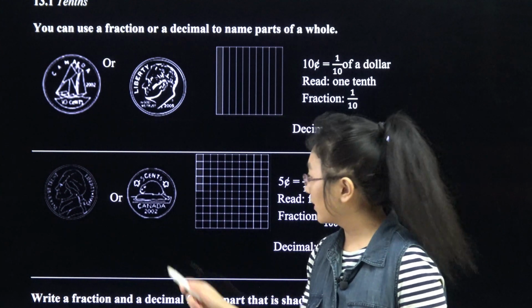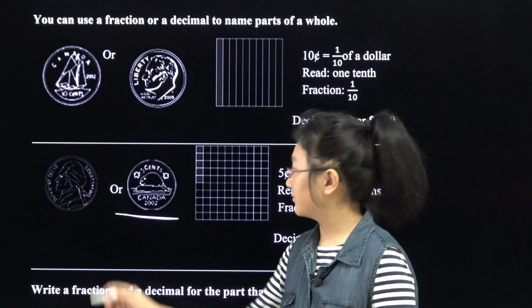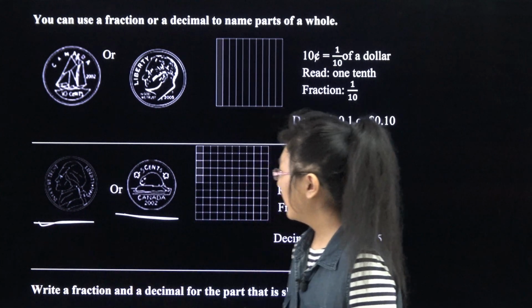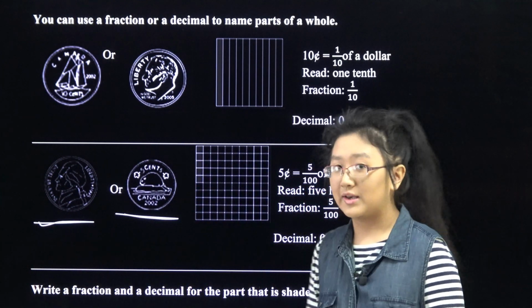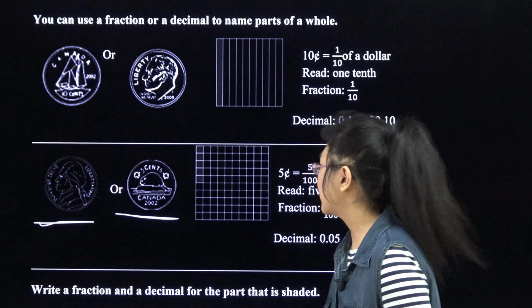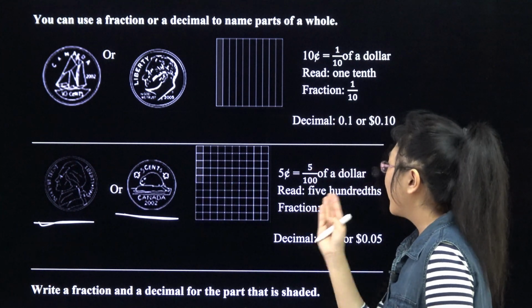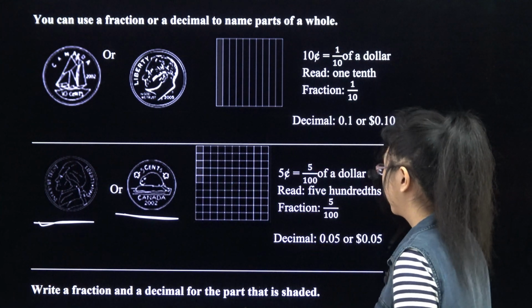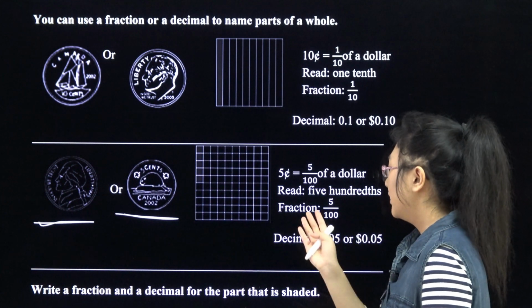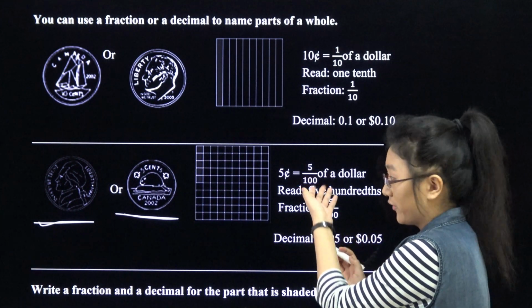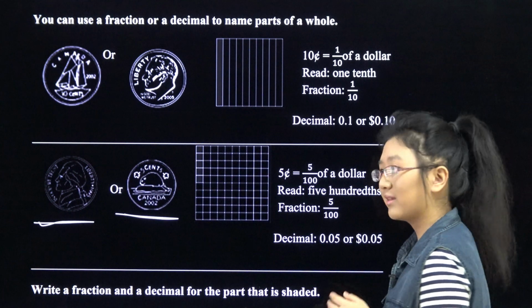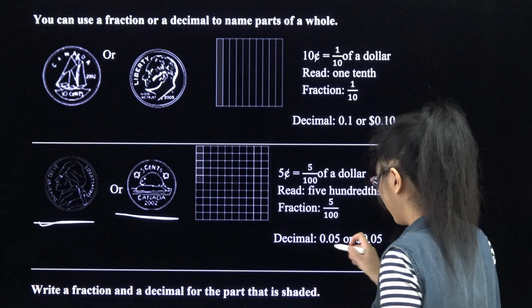This one. I'm sure we've all seen this one. Well, maybe not this one though. But that's the nickel. So a nickel is 5 cents. That would be 5/100th of a dollar. Read 5/100th. And the fraction would be written as, well, 5 over 100. And the decimal would be 0.05.